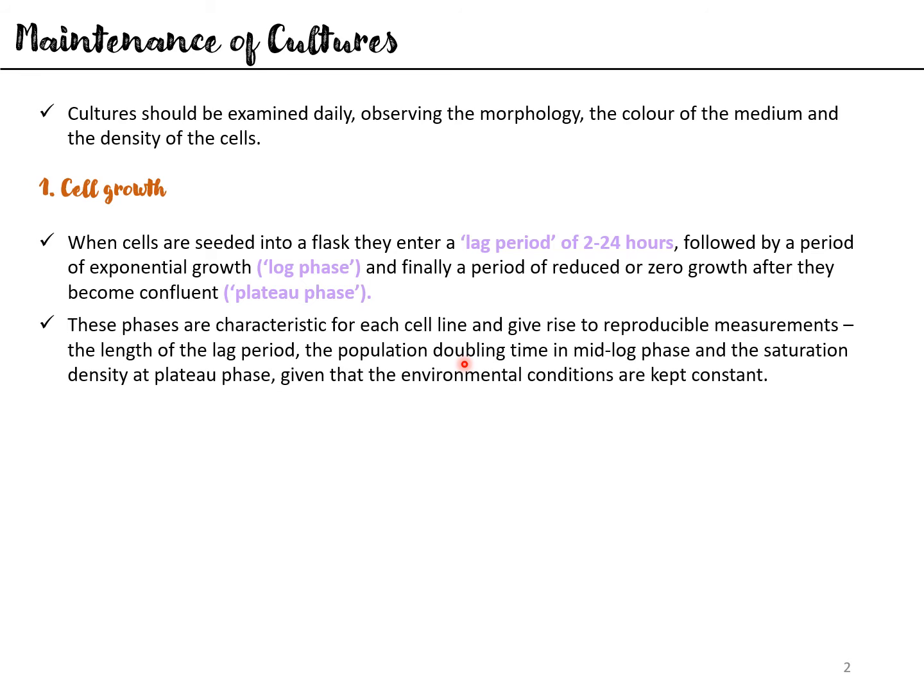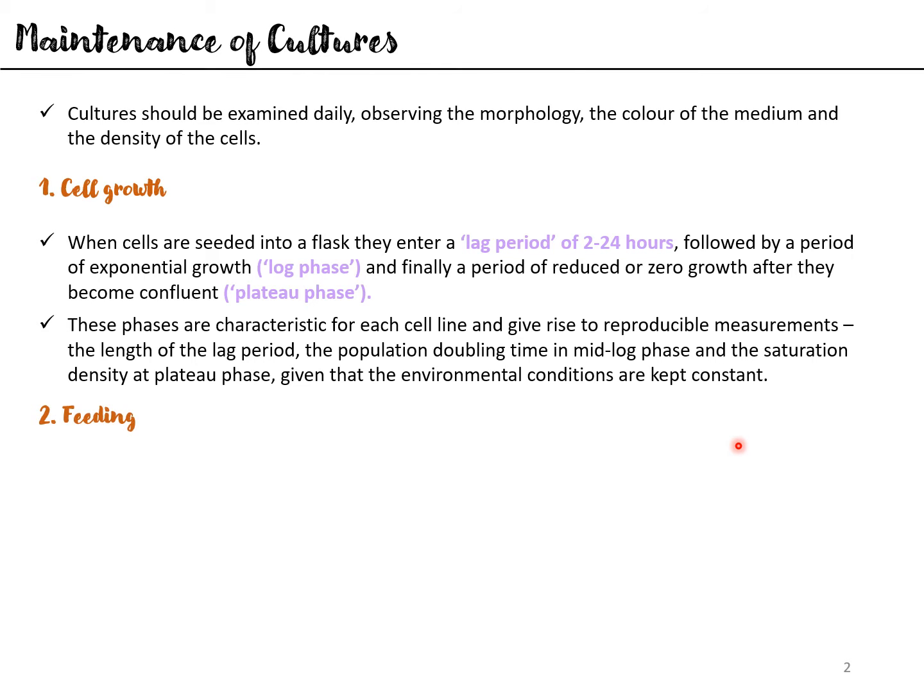phase. These phases are characteristic for each cell line. So different cell lines will have different lag, log and plateau phase periods and give rise to reproducible measurements. The length of the lag period, the population doubling time in the mid-log phase, and the saturation density at the plateau phase. So all of these characteristics are reproducible given that the environmental conditions, that is the growth conditions, are kept constant.